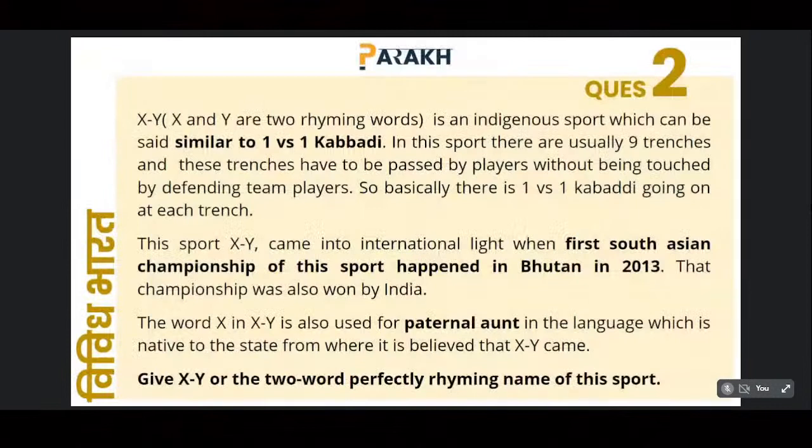So X and Y are two animals. XY is an Indian sport which can be said similar to one versus one kabaddi. In this sport, there are usually 9 trenches, and these trenches have to be passed by players without being touched by defending team players. So basically, there is a 1v1 kabaddi going on at each trench.